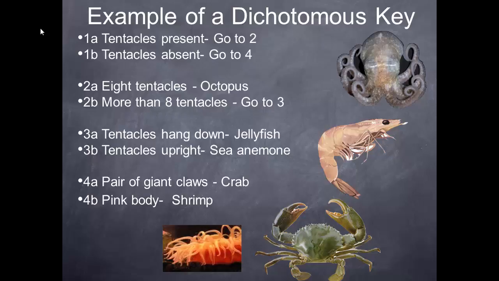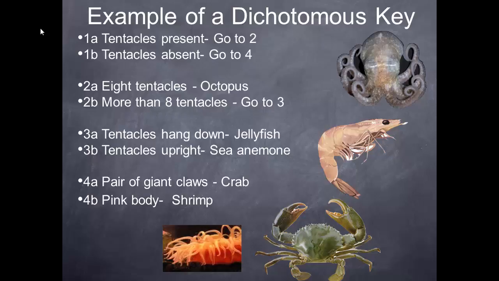For example, we have some sea creatures here, and we could use a dichotomous key to help us. If you didn't know what these things were, obviously we know what most of them are, but we could use a key to help us. A dichotomous key is just a whole set of two statements. You look at your unknown object or species, read the two statements, decide which one applies to it, and then follow what it says.